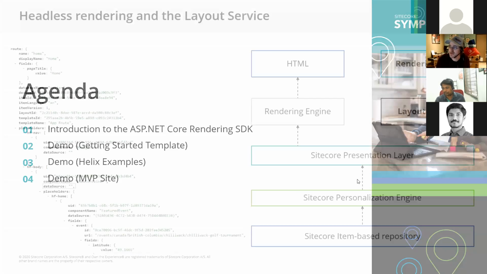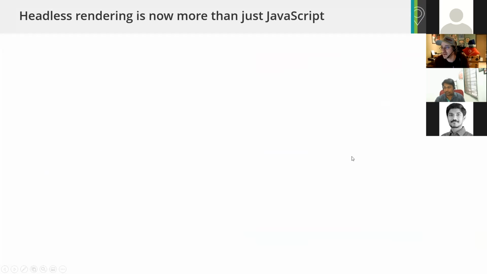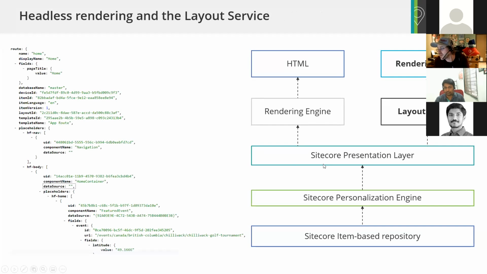So first, let's take a little trip back in time to Sitecore 9.1. And in Sitecore 9.1, we introduced Sitecore JSS. And one of the big innovations of JSS was the separation of layout and rendering. So whereas historically with Sitecore, we have very much a decoupled content architecture under the hood.